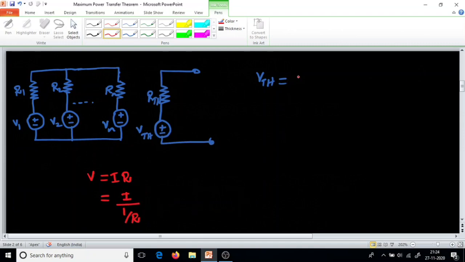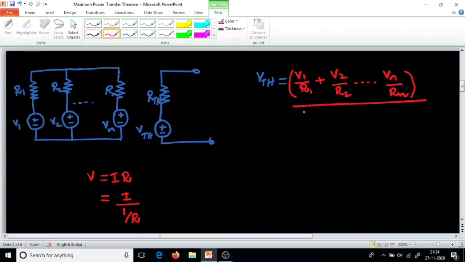Similarly, I will write here V1 by R1, I am writing I1, plus V2 by R2, up to Vn by Rn. This is the I, divided by 1 by R, which I will take as 1 by R1 plus 1 by R2 plus 1 by R3. So V equal to I into R, and in a similar way it will get multiplied.